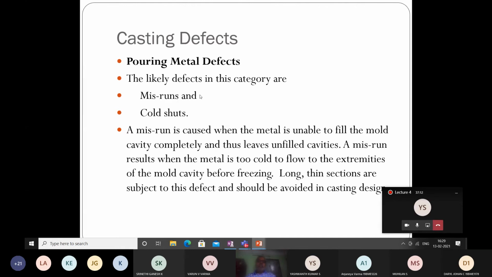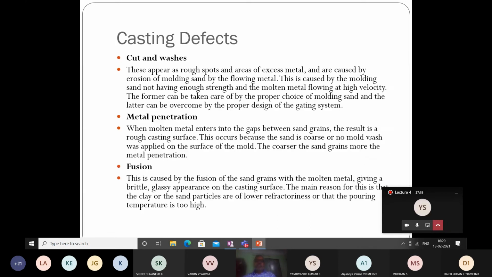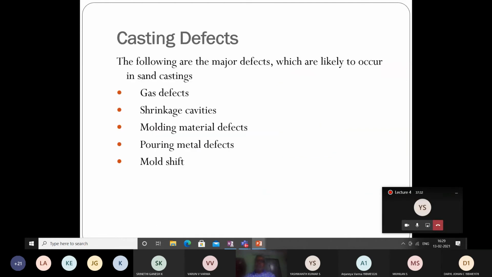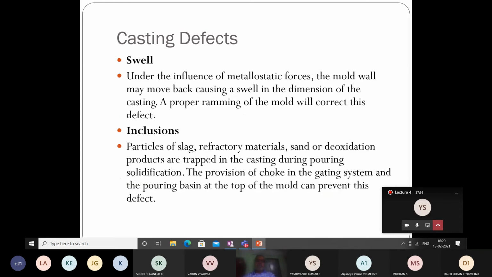Pouring metal defects: misrun and cold shut. I already told you, misrun is caused when the metal is unable to fill the mold cavity. You see in this diagram, the molten metal is unable to move. That means the cavity is unfilled. That is called misrun, and it happens during pouring of the metal. What should we do? We'll see in the next slide.